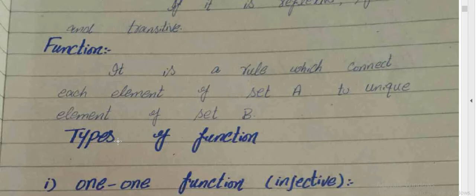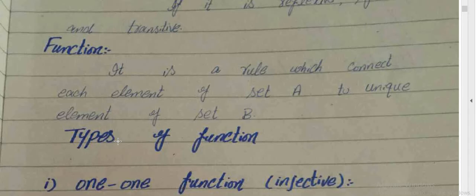Okay, and next we have another important topic, and this is called the function. It is a rule which connects each element of a set A to a unique element of set B. A function is a kind of relation or connection between two sets A and B. This connection is called a function if it satisfies two properties.